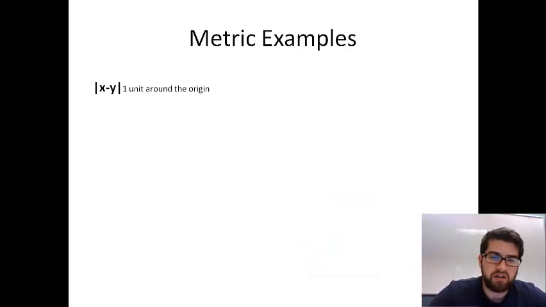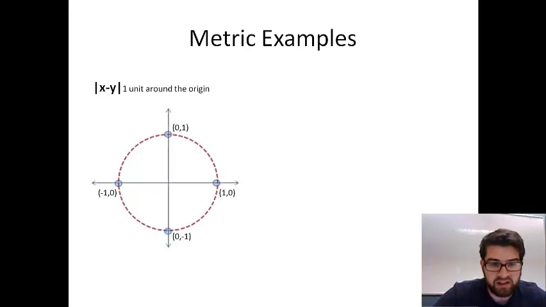So let's look at the Euclidean metric again, with its one unit around the origin. And so we're going to get this circle, which is what a circle is: the radius of one unit around the origin in this case. And so you get this circle, which is pretty cool. But let's look at this other metric we have here.